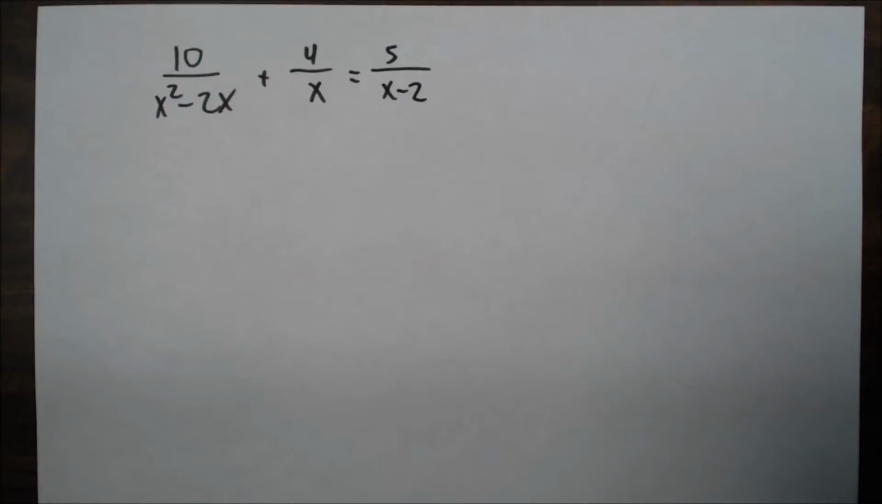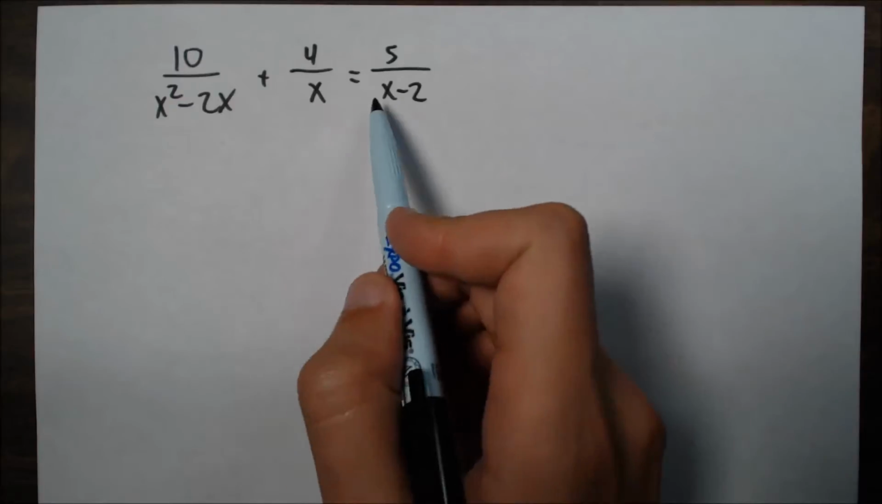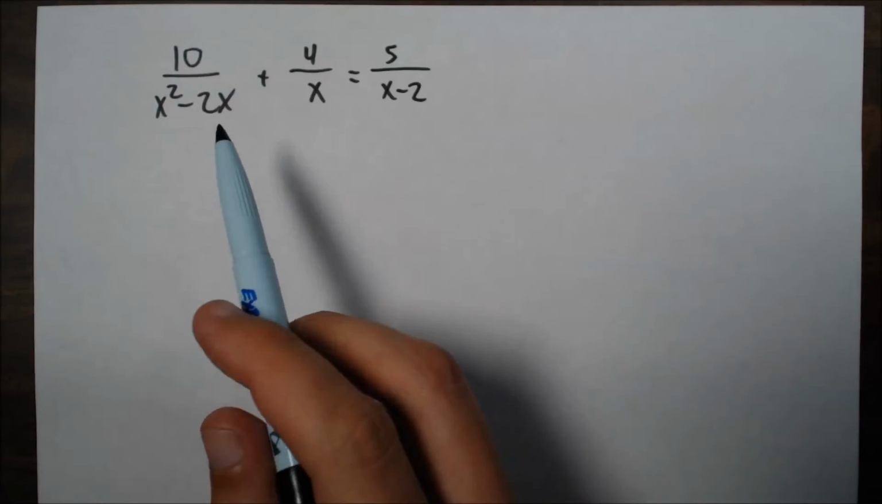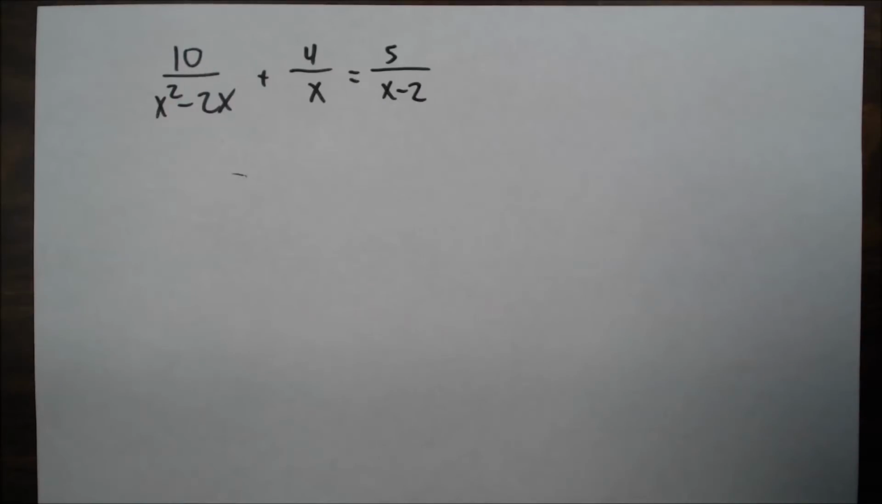So to do this, we're going to use sort of the skills we've been looking at with adding and subtracting rational expressions and a little bit of multiplying rational expressions. But now we're looking at equations, meaning we have an equal sign, and we've got to figure out what x is that's going to solve this equation.